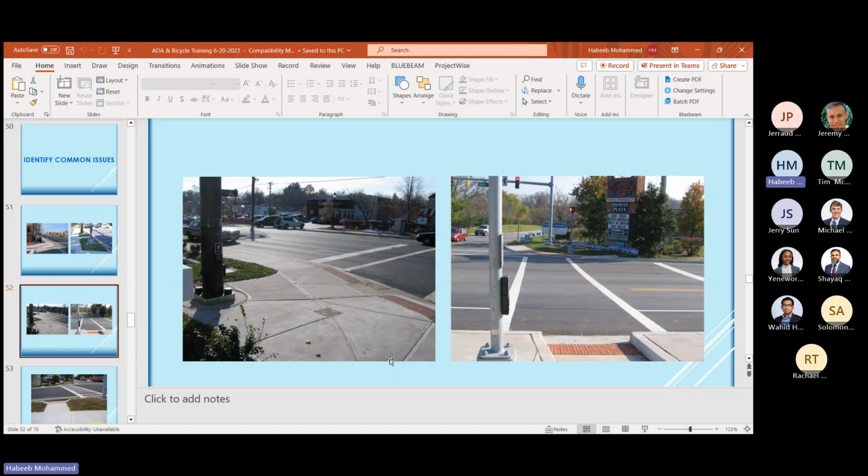Okay, all right. Let's see who else is here. Okay, Michael is here. Michael, go ahead. Let us know what you think the issue is for both pictures.